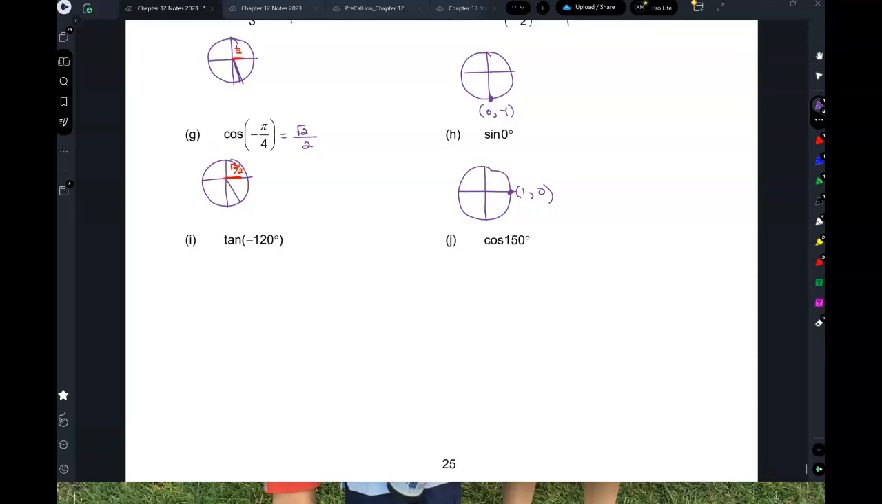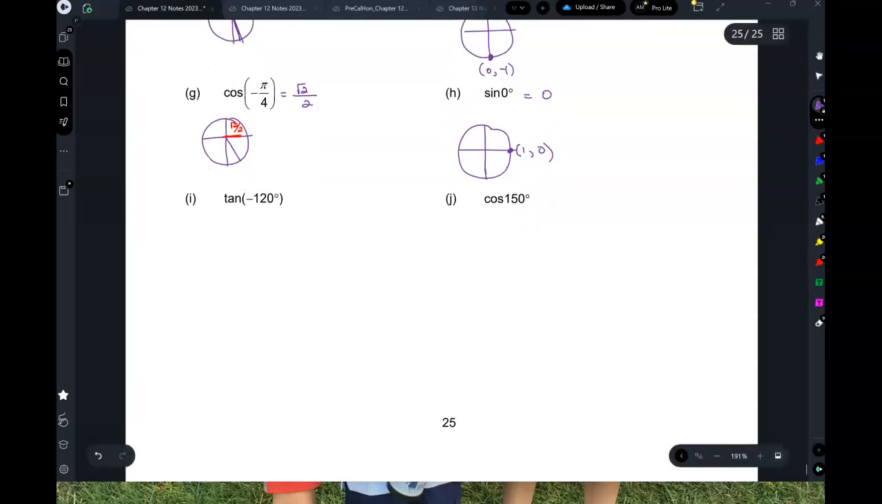Okay, sine. Raise your hand if you think it's the x. Raise your hand if you think it's the y. It's the y. So it's going to be 0. Yeah. No, I don't care. No. Yeah. Okay. Tangent of negative 120, on the axis or inside a quadrant?